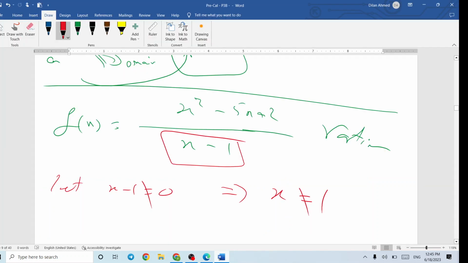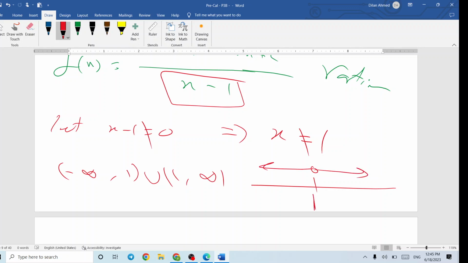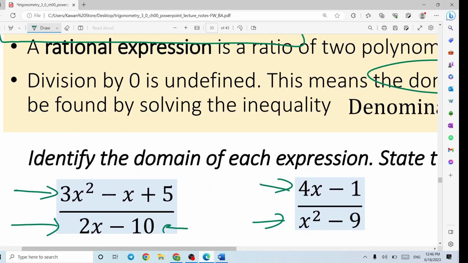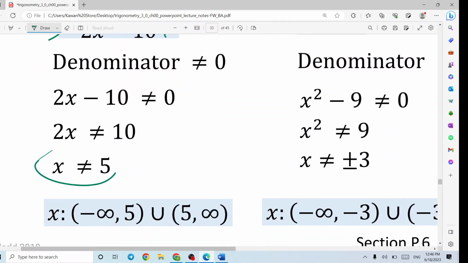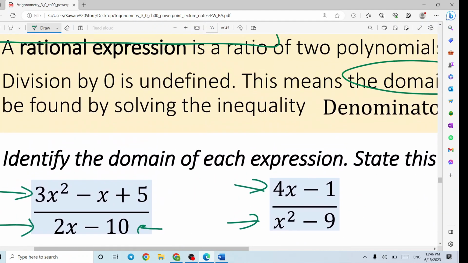So how do you express that x is not 1, x is not 5? We say minus infinity to 1 union 1 to infinity. Am I right? What do we mean? If I have a real number, just exclude 1. How about for that example? Just exclude 5. Am I right, dears? Minus infinity to 5, union 5 to infinity. Just exclude only a single number. What's the single number? 5.